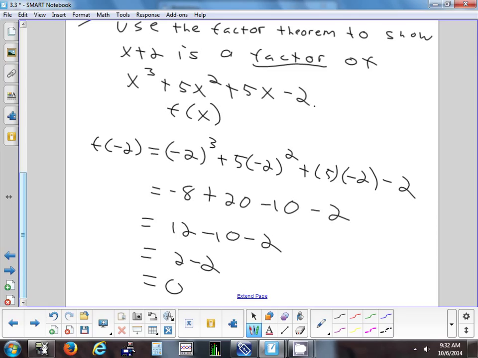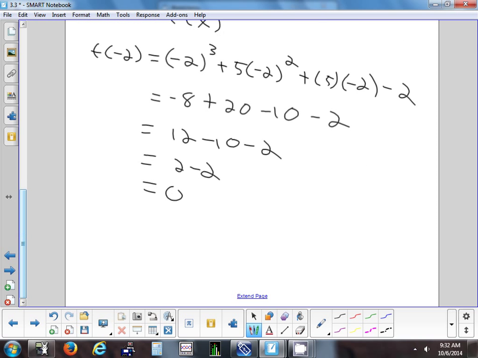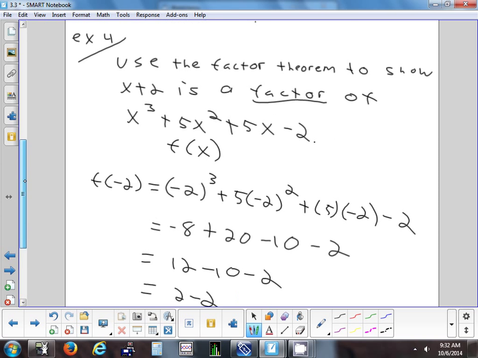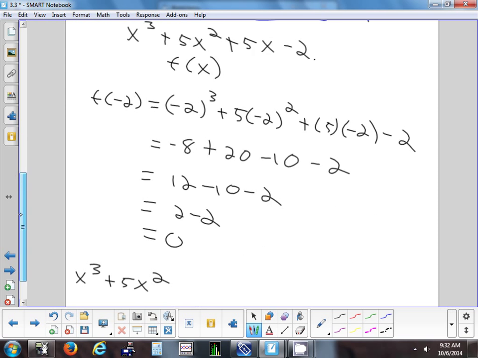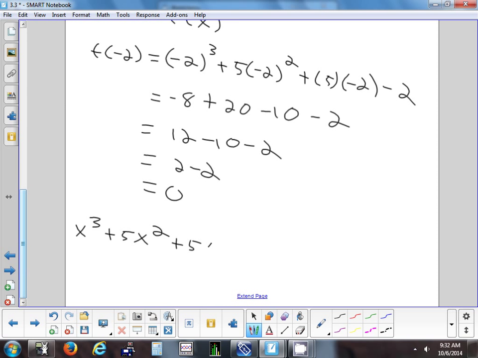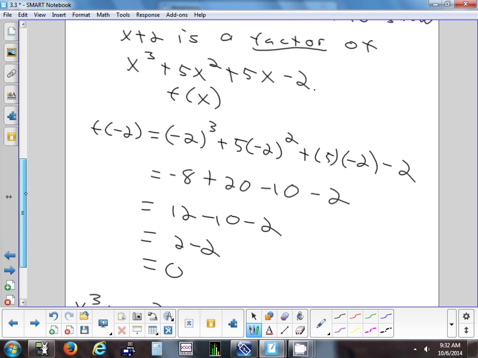Any question how we just proved that it's a factor without doing long division? Okay, so this would be the first step. If we wanted to factor this, x cubed plus 5x squared plus 5x minus 2, I know one of the factors is x plus 2.